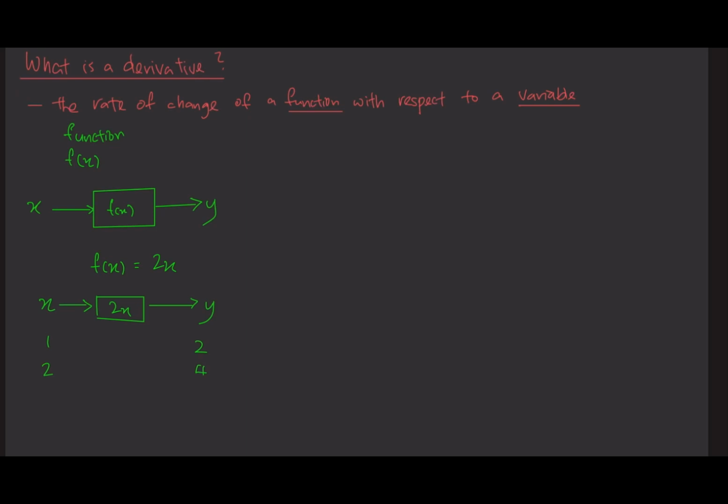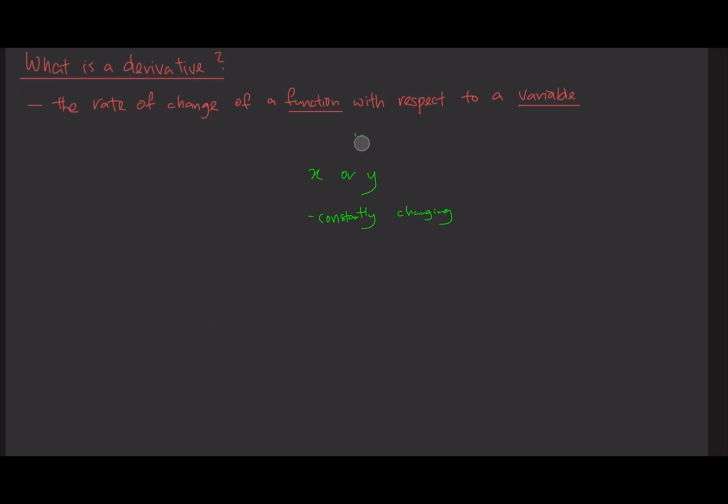And a variable in this case is usually denoted as x or y, or basically any other symbol or letter that you can use, and usually represents something that is constantly changing, right? You can input any number inside there, and it will work. Now that we understand what functions and variables are, we're going to go over the derivative, right?